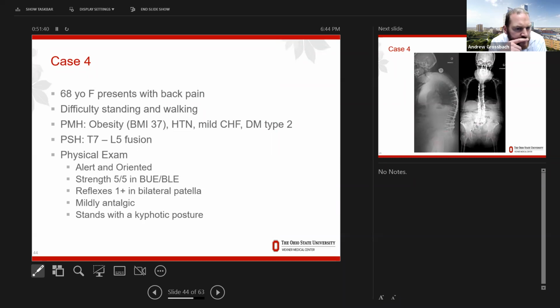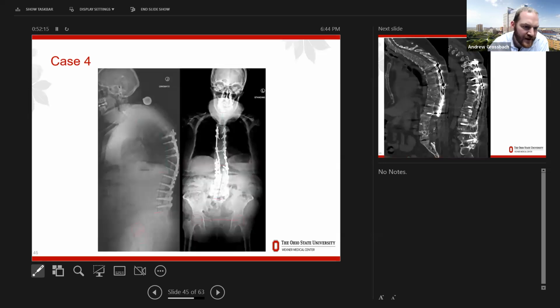So here's a case, and I'd love some feedback if anyone would do anything different here. 68-year-old female, again, similar story. I promise I see people that are different than this age group with back pain and difficulty standing. Obesity, hypertension, diabetes. She's had multiple prior surgeries, worked their way up. So now she's fused from T7 to L5. She's essentially intact. She stands kind of kyphotic. And this is what her x-rays look like.